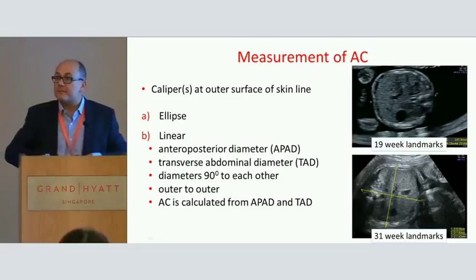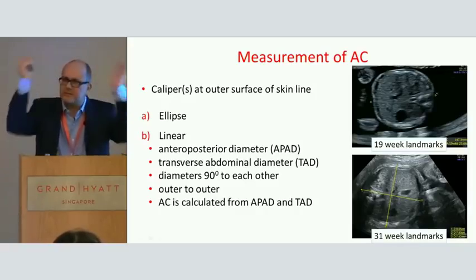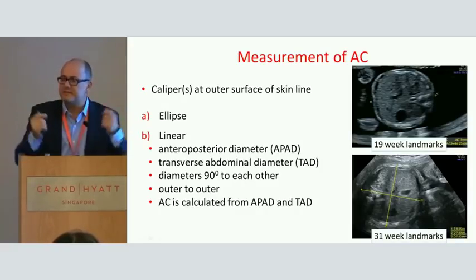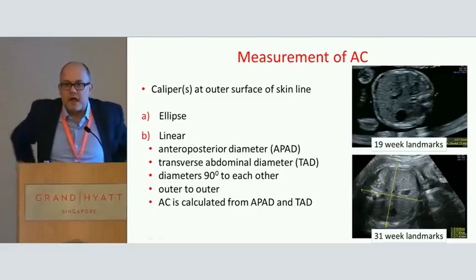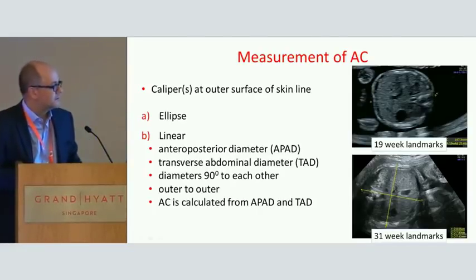Again, remember your tape measure. Pretend you have a tape measure in your hand. People often ask me, do we go to the skin, do we go to the... So just imagine you have a tape measure in your hand. That's the easiest way to imagine. You can only go outside the skin of the baby.